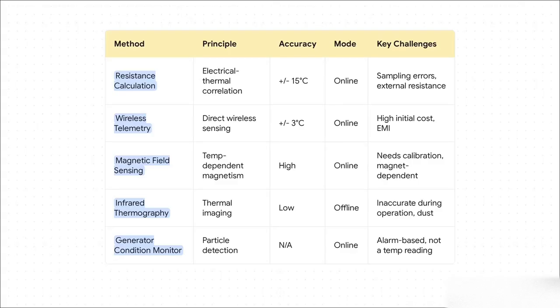And this table just lays out all the trade-offs so clearly. You can see this relationship between cost and accuracy right away. The resistance calculation is cost-effective, but you're living with that huge plus or minus 15-degree error. Wireless telemetry, on the other hand, shrinks that down to just plus or minus 3 degrees, but you've got a higher initial cost. And look at that mode column. Infrared is offline, which means it's pretty much useless when the machine is actually running. So every single row here really represents a different kind of engineering compromise.